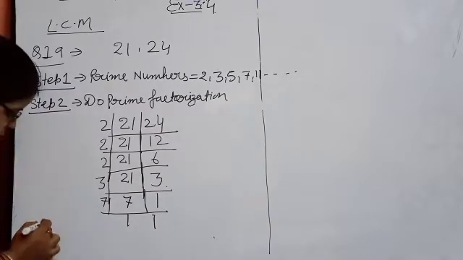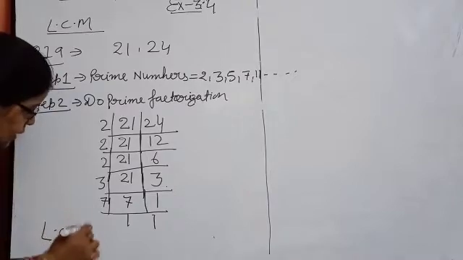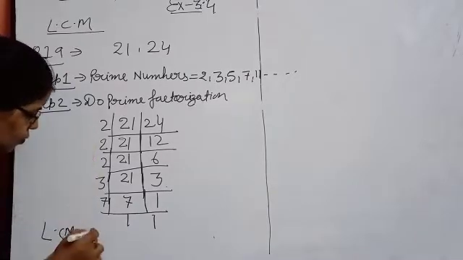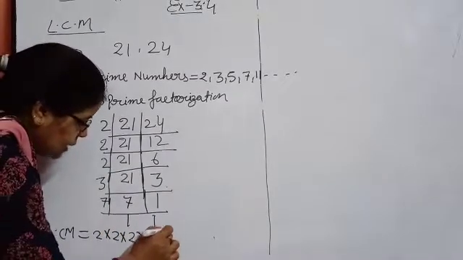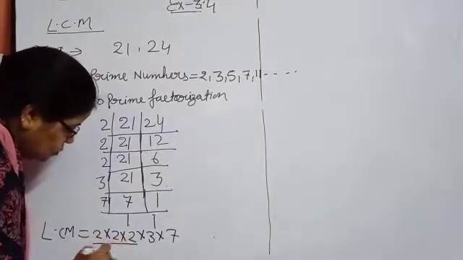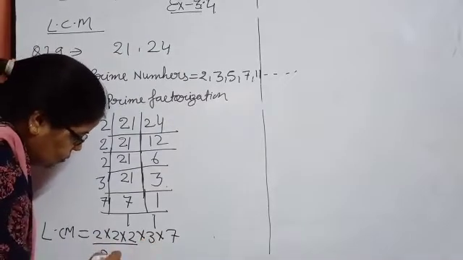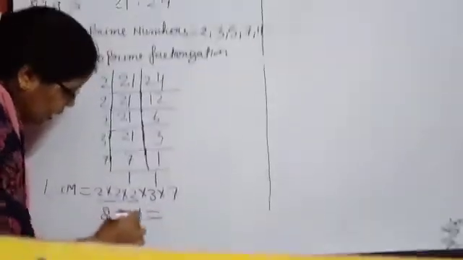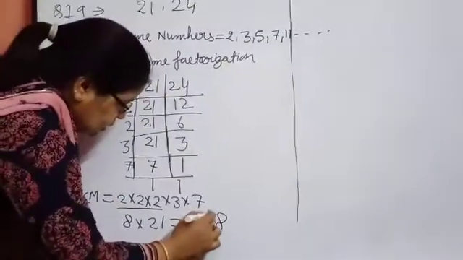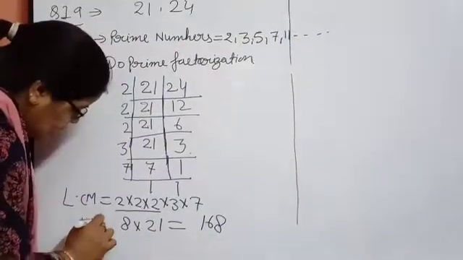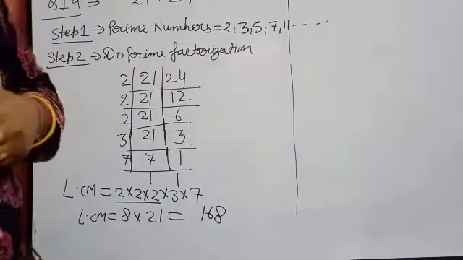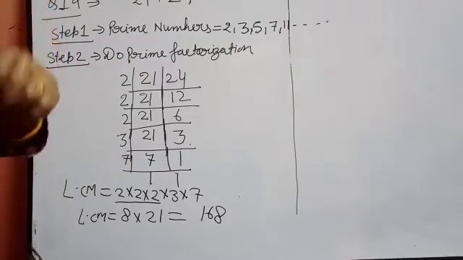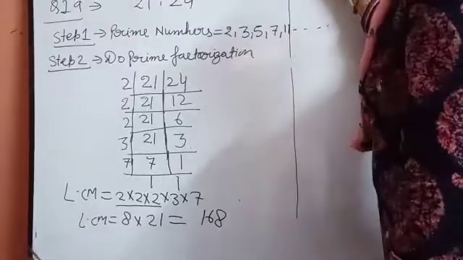So what will be your LCM? LCM is equal to the multiplication of all these: 2 into 2 into 2 into 3 into 7. 2 twos are 4, 4 twos are 8, 3 sevens are 21. So 8 ones are 8, 8 twos are 16. So what will be your LCM? LCM will be 168. One more part I am going to do. In that I am taking D part, 12, 18 and 36. Question number 1, D part.